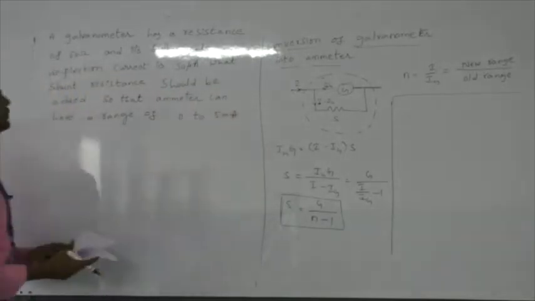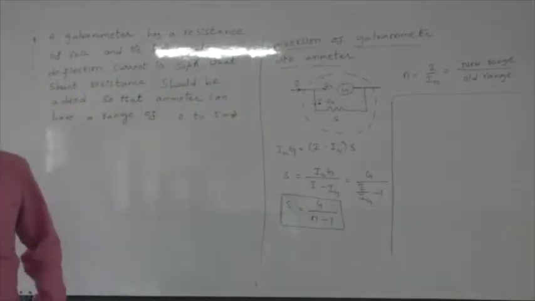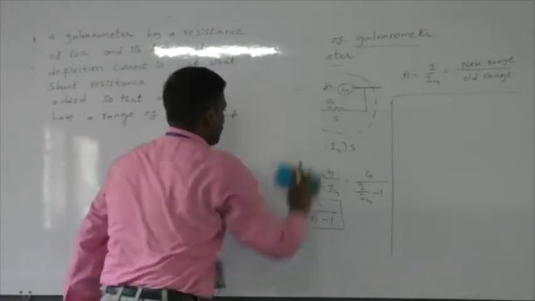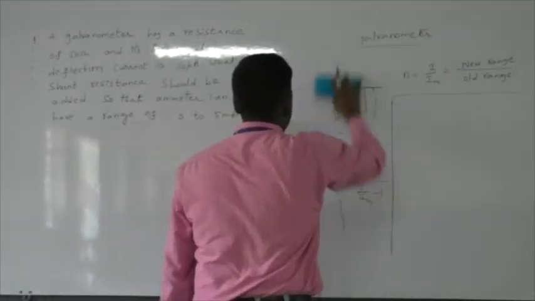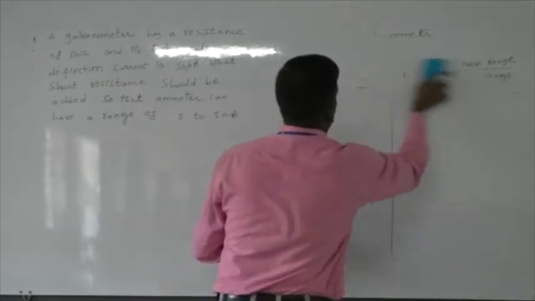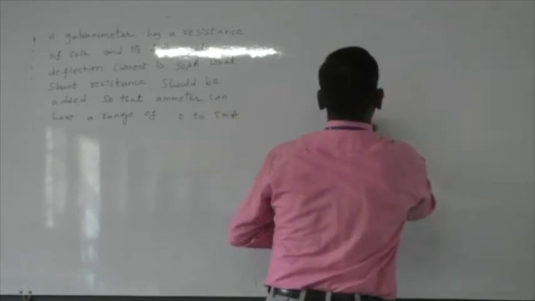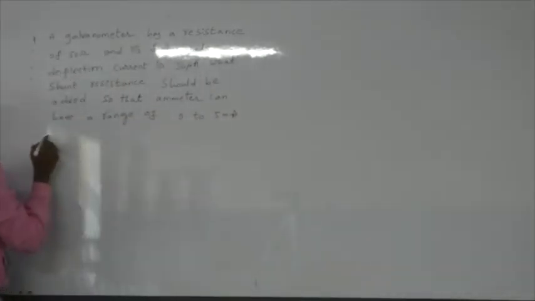Right, so here is the question. Let us understand the question first and then we will do the solution. Let us look into here. What have they given? A galvanometer that has a resistance of 50 ohms. Capital G they have mentioned for us. So let us go with the solution.